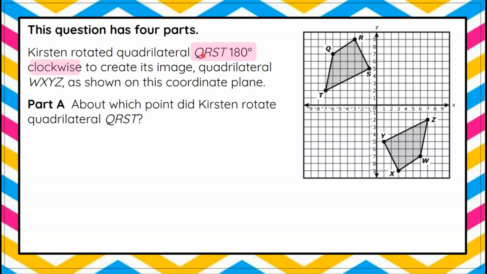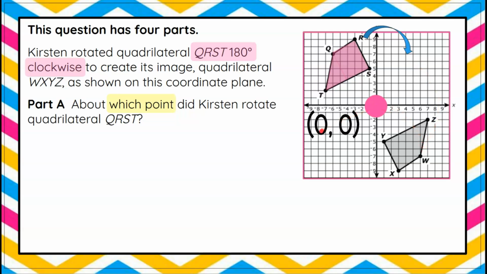So we know that we're going to rotate quadrilateral QRST 180 degrees clockwise, and we want to identify which point it was rotated about. So let's look at quadrilateral QRST and understand we're rotating clockwise. So when we talk about 180 degrees, each turn in the coordinate plane is 90. So going to quadrant 1 would be 90 degrees. And then here, this would be quadrant 4, which would be 180. 2 turns. So let's do that.